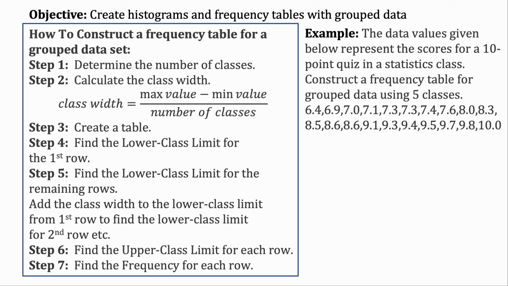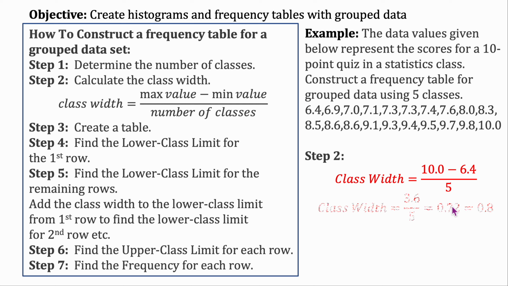Our second step is to calculate the class width. Now remember, the class width is given by this formula here. We're going to take the maximum value minus the minimum value, basically your range, and divide that by the number of classes we have. So let's look at that. Our maximum value is 10, our minimum value is 6.4, so we find the range and divide that by 5. Now we get 0.72. You'll notice all of our data was to the nearest tenth, so let's round that to the nearest tenth. So let's make a class width of 0.8.